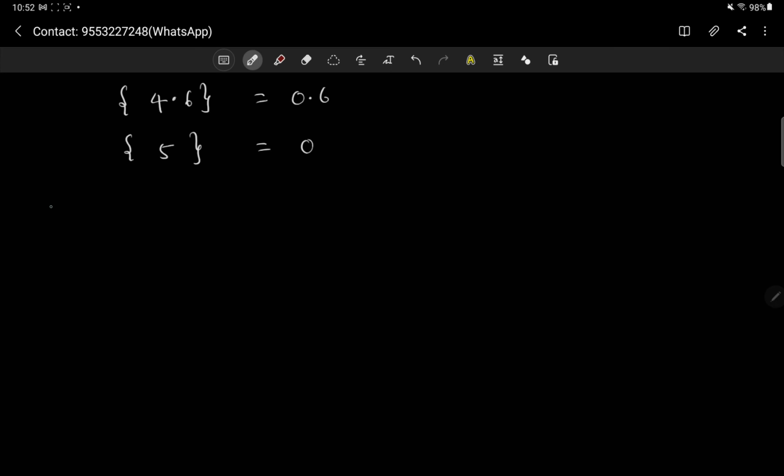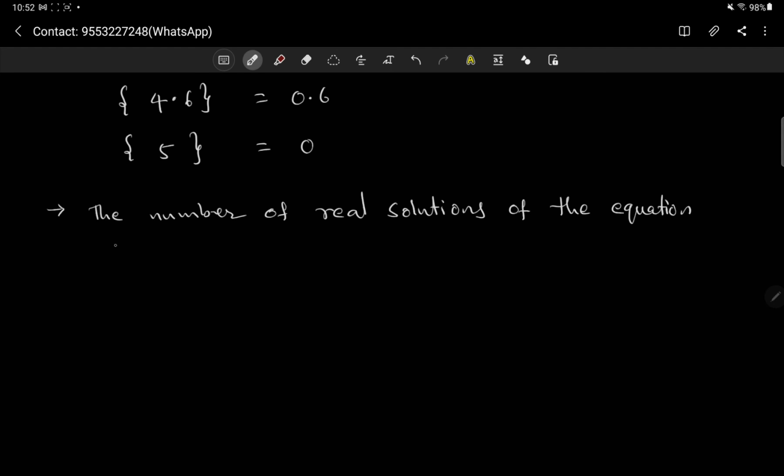I'm going to discuss one problem. See here, the number of real solutions of the equation e power x is equal to x is. The first option is 1, the second option is 2, the third option is 0, and the fourth option is none of these. So you should get the correct option.